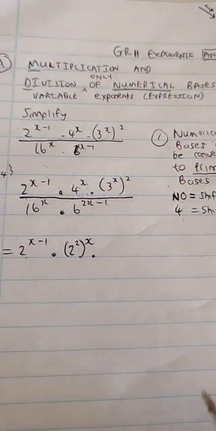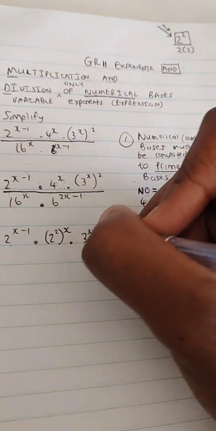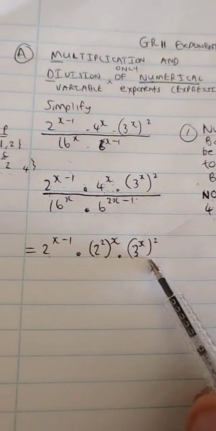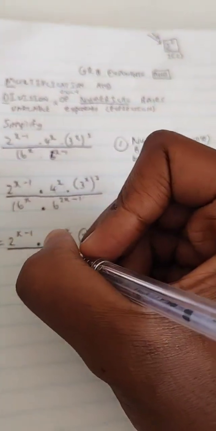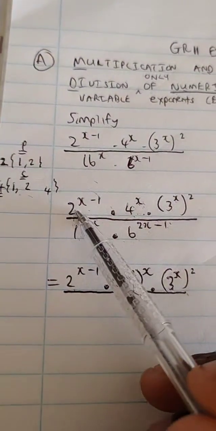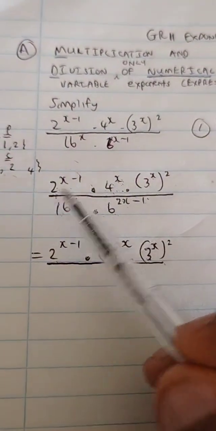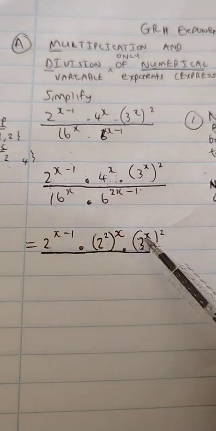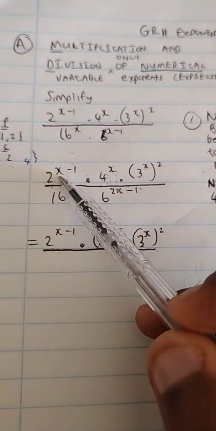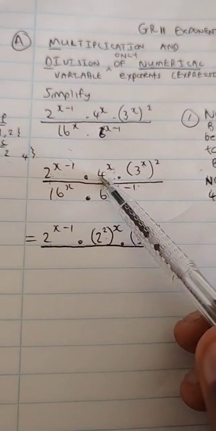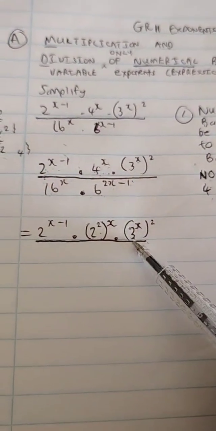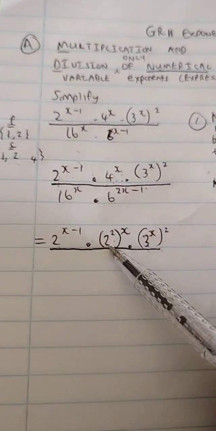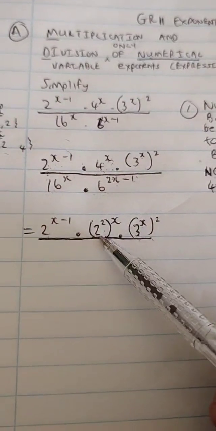We move on. 3 to the power x. This 3 is already a prime number, so we are good here. So the numerator, guys, we've officially made sure that all numerical bases that are composite have been converted to prime bases. 2, that's a prime number. 2 is a prime number. 3 is a prime number. We converted 4 to 2 squared, which avails the prime number base.